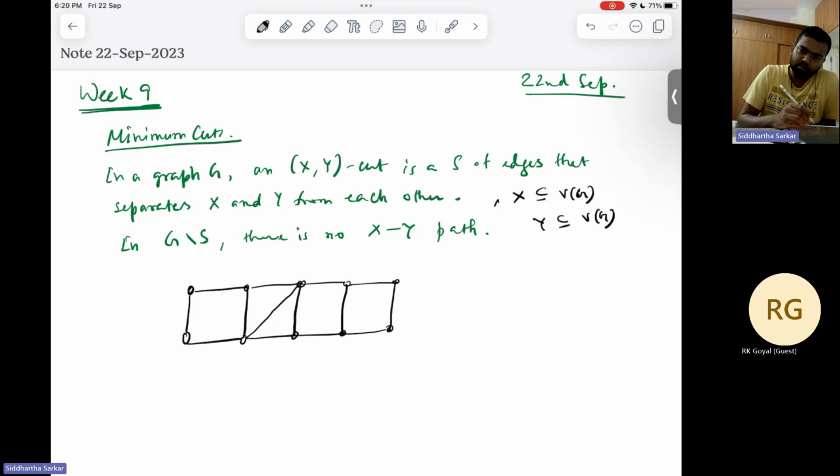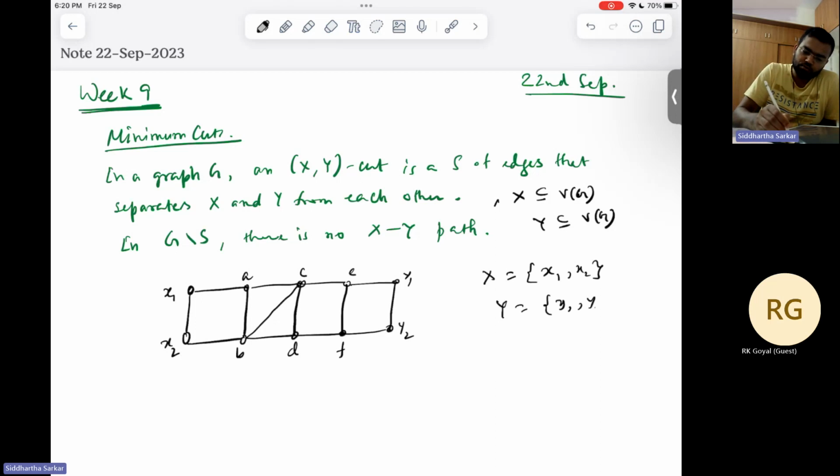Okay. So let us name them. These vertices are x1 and x2. This is A, B, C, D, E, and F. And these two are y1 and y2. So let us say X is {x1, x2} and Y is {y1, y2}. Okay.